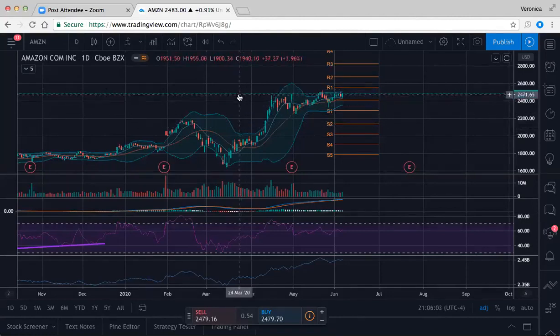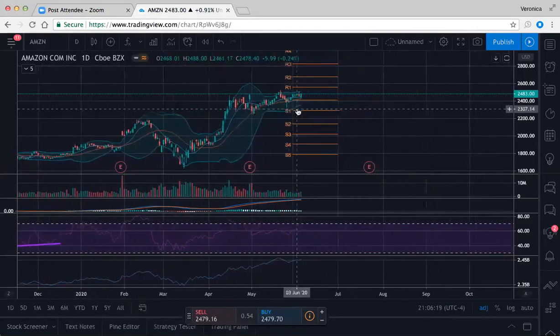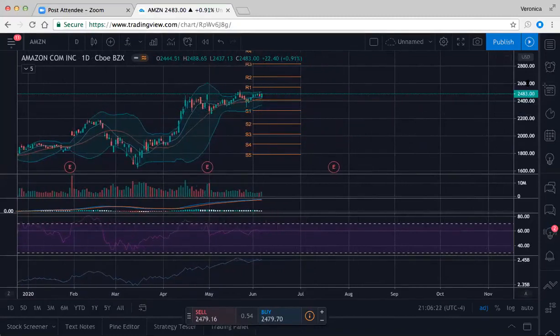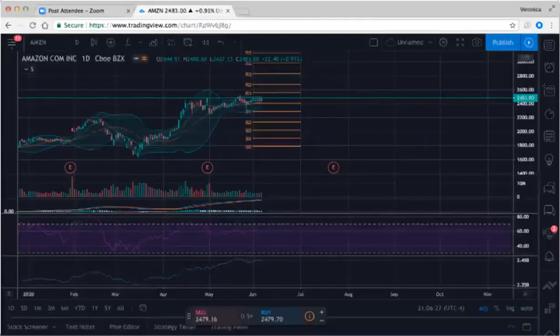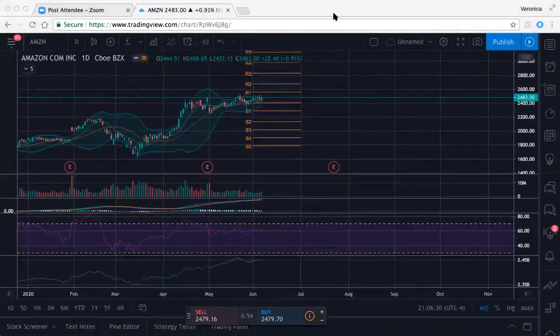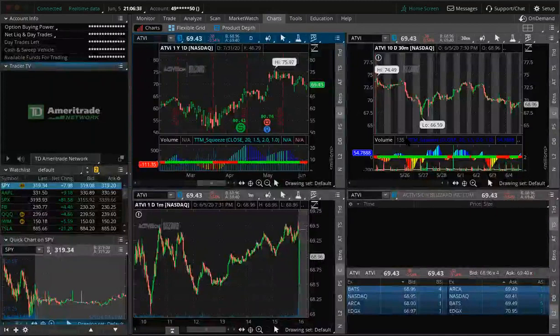So right here, if you would have taken this entry on Amazon at 2086, you would have been up about, wow, that's a lot, almost $400 just on a daily if you're thinking about just swinging. But I'm just going to touch on that using the TradingView platform. Now I'm going to switch over to Thinkorswim. Okay, so I'm going to give you guys the blueprint to some moving averages that I've used in the past.